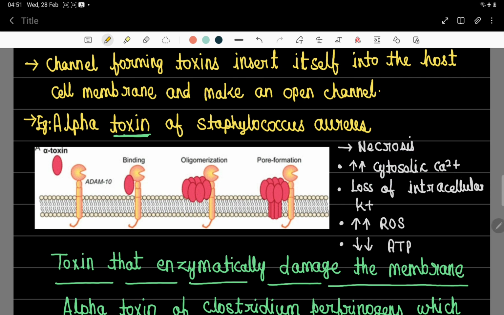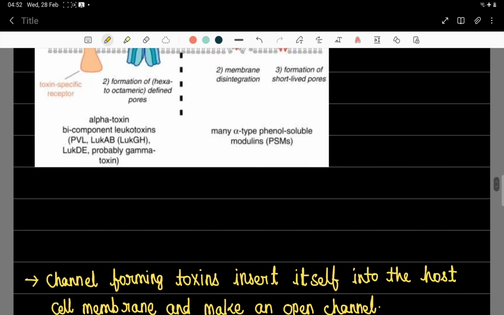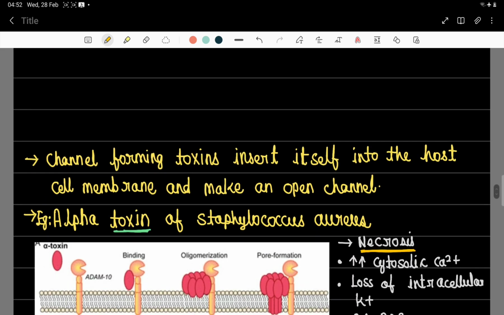It increases cytosolic calcium ion. It causes loss of potassium ion. It increases reactive oxygen species. It decreases ATP production, and finally it causes necrosis of the target cell. Yes, it causes death of the target cell. This is one way how those toxins that form membrane pores work.